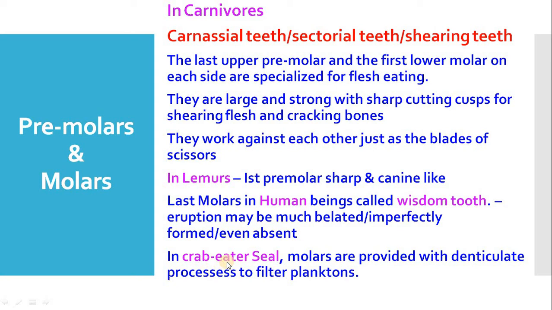In crab eater seal, molars are provided with denticulate processes to filter planktons. There are particular types of processes. They helped filter the planktons in the water.